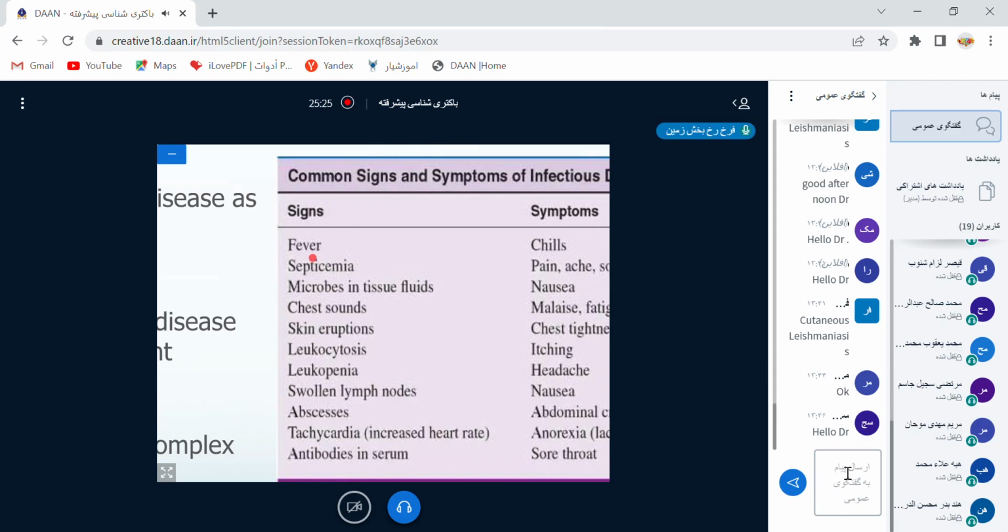But the physician can use a thermometer and understand the degree of the fever. The patient says, I am warm, my temperature is not normal, but the physician by device tells it is 39 or 40 or 41. Or by lab test, the physician understands septicemia, the presence of bacteria in the blood. Or the physician can understand the presence of microbes in the tissue fluids.